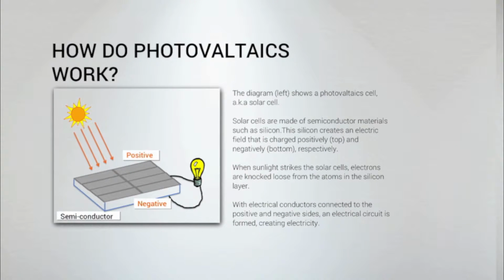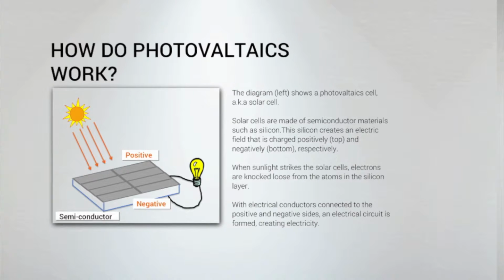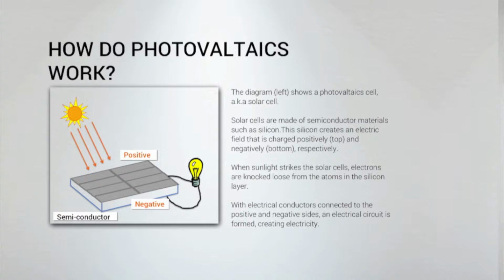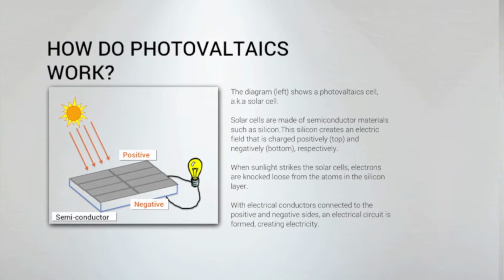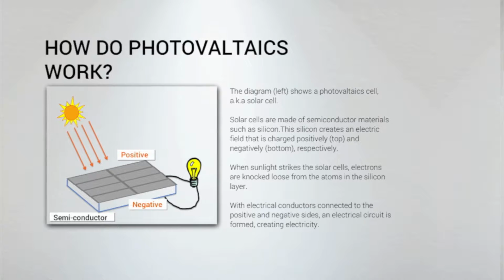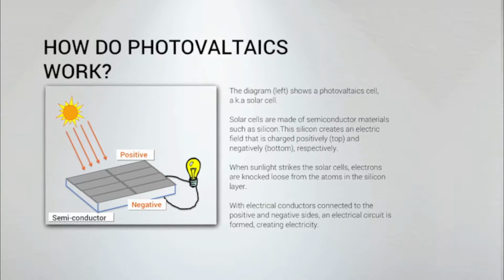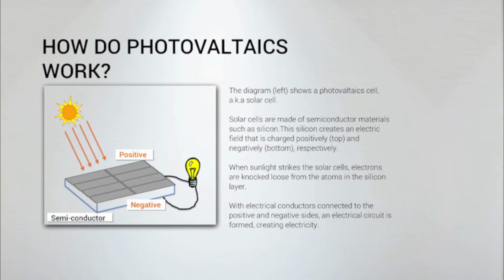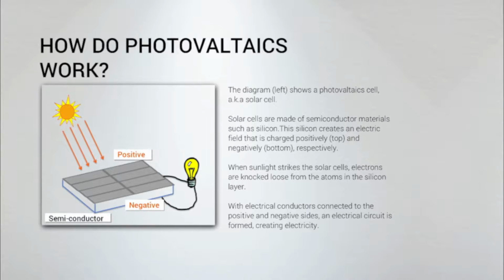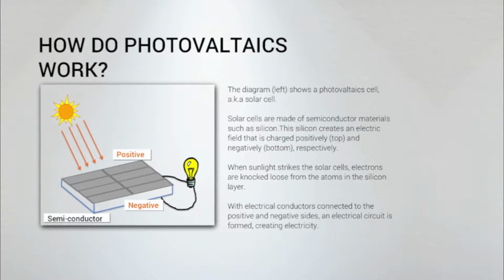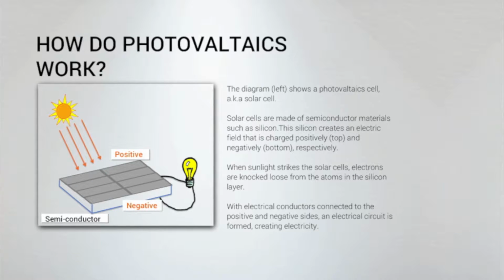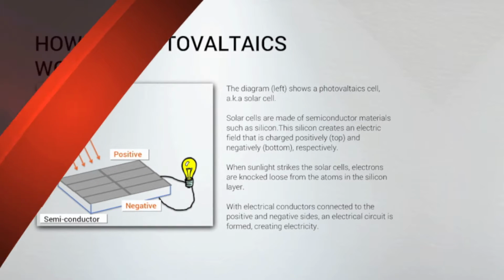How do photovoltaics work? The diagram on the left shows a PV cell. Solar cells are made of semiconductor materials such as silicon. Silicon creates an electric field that is charged positively and negatively. When sunlight strikes the solar cell, electrons are knocked loose from the atoms in the silicon layer. With electrical conduction converted to the positive and negative sides, an electric circuit is formed, creating electricity.